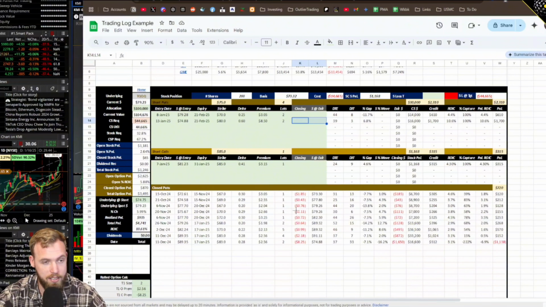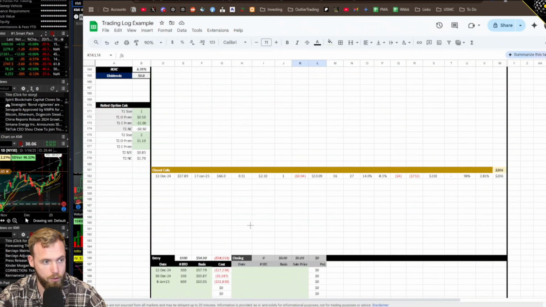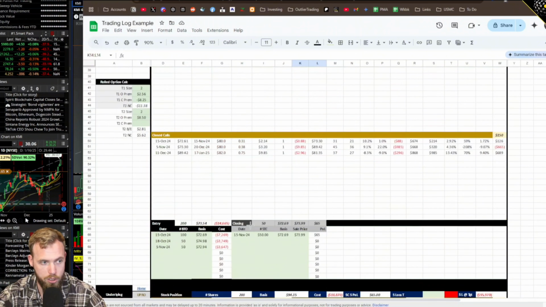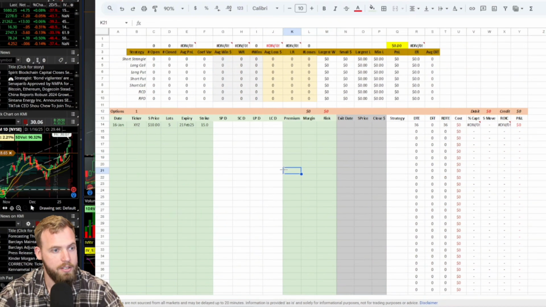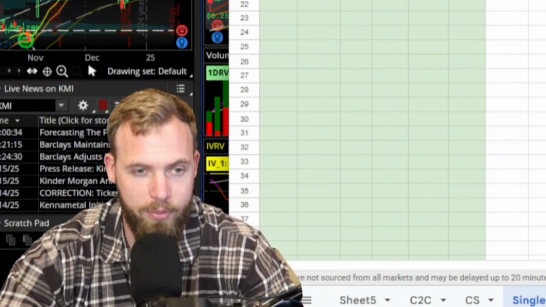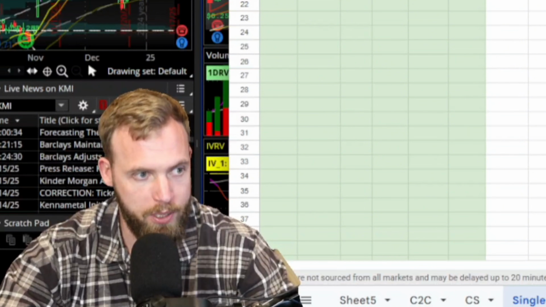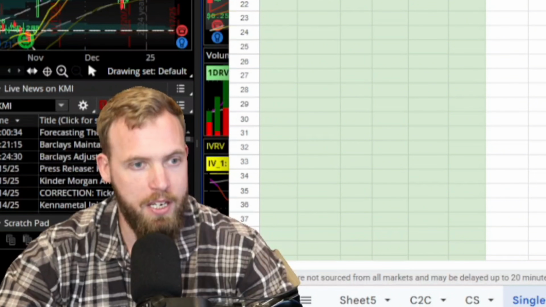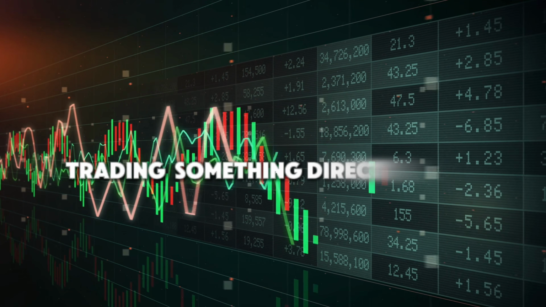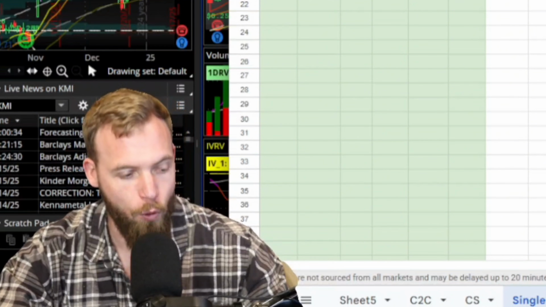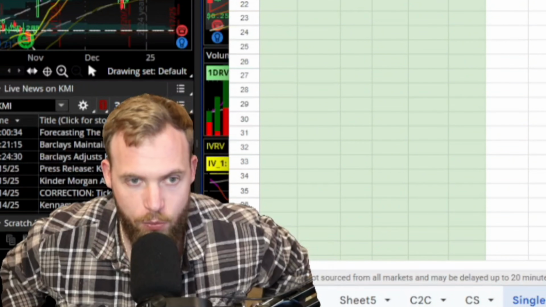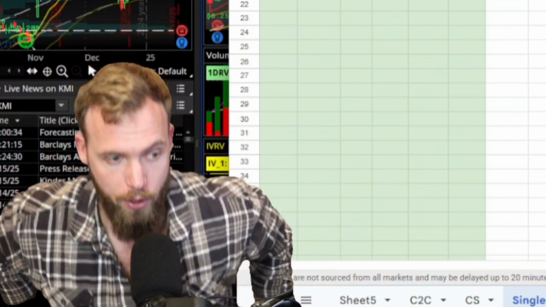So this is the covered strangle tab. And you'll notice that there are multiple covered strangles in here. It's the same thing, just several times, and then I aggregate it up at the top. Now we can take a look at single trades. Single trades is something shorter term in nature, and this can be simple stuff like trading something directionally. That's mostly what I find in here. For things like trading volatility and whatnot, I have separate tabs for those.